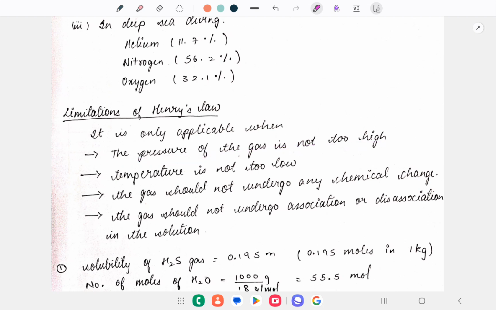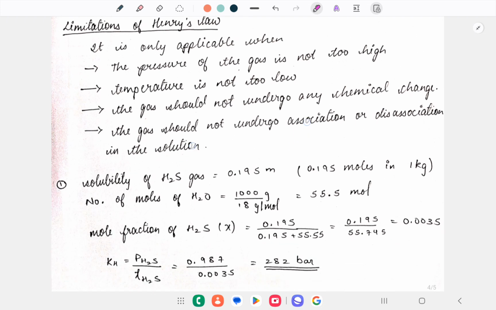It is because at high pressure the proportionality constant will show considerable variations, and hence the law becomes less accurate. The amount of heat provided should not be too low, the gas should not undergo any chemical change, and the gas should not undergo any association in the solution. We have completed the basic explanation. Now the answer to the question which is provided.